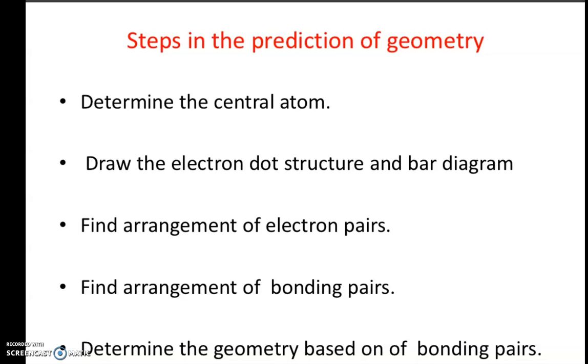How can we predict the geometry? Geometry means the arrangement, the shape. How can we understand, how can we draw, how can we determine the shape of a molecule? There are several steps. The very first step is to determine the central atom. We have to know which will be the central atom. Then draw the electron dot structure, which we have discussed earlier. Then find the arrangement of electron pairs, find the arrangement of bonding pairs, and determine the geometry based on the bonding pairs. So here the role is given to the bonding pairs of electrons. Let's see by an example.